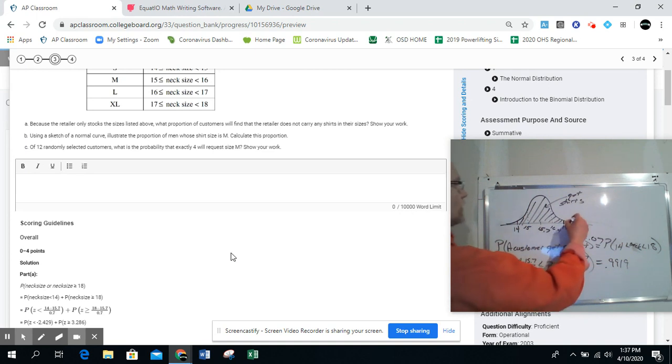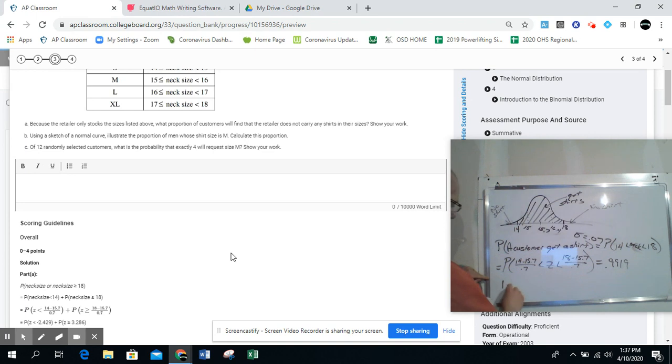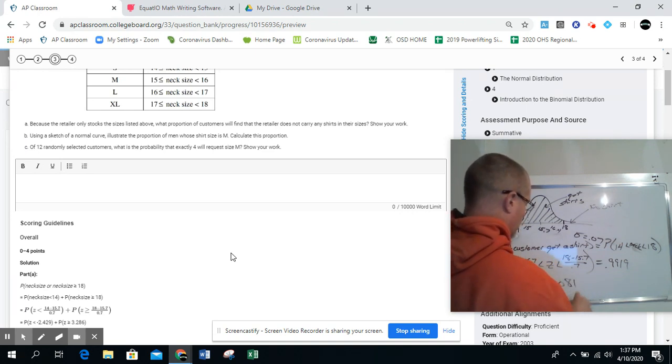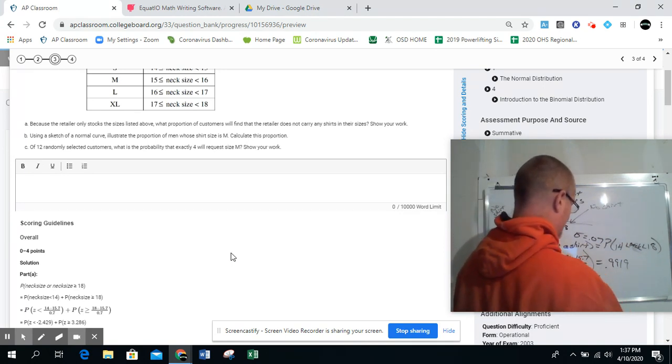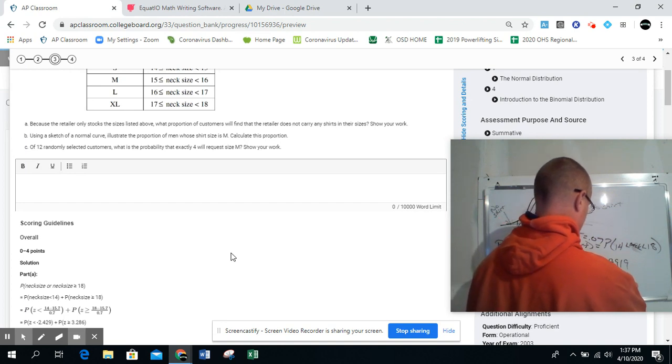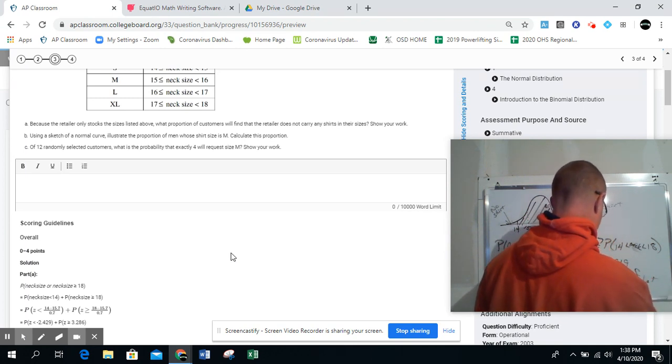So then out here, this and this, no shirt and no shirt, okay? So 1 minus 0.9919 is equal to 0.0081 or something like that, which is the probability, the proportion of men who couldn't find shirts.